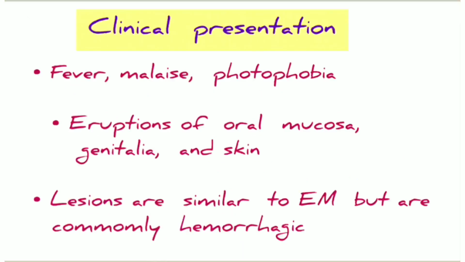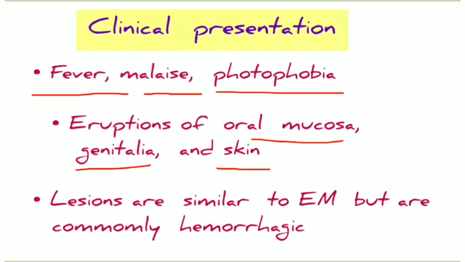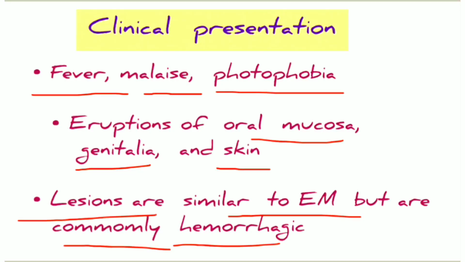So what is the clinical presentation? Usually there will be fever, malaise and photophobia, and eruption of the oral mucosa, genitalia and skin. So here all these ulcerated lesions of the oral mucosa, genitalia and the skin are usually seen. Lesions are similar to those of erythema multiforme but commonly hemorrhagic. So here all these things are normal, but here the hemorrhage is seen, that is, surface ulceration and bleeding can be seen more often.